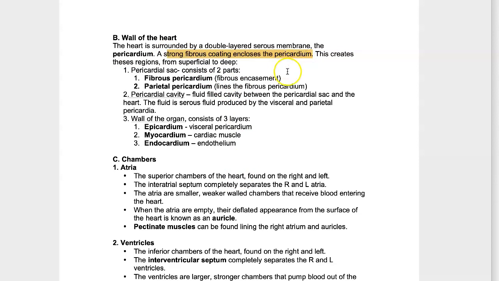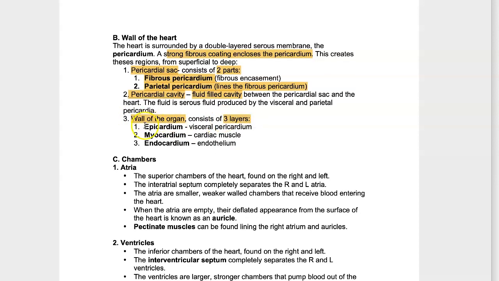The pericardial sac consists of the fibrous pericardium lined with the parietal pericardium. Deep to that is the pericardial cavity. That's the fluid-filled space that contains the serous fluid. It contains the beating heart. And so deep to the pericardial cavity is the actual organ, the heart, that consists of 3 layers.